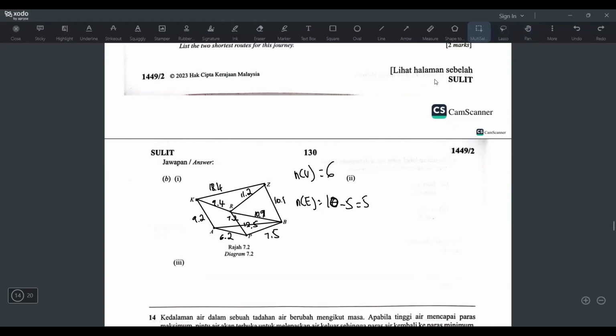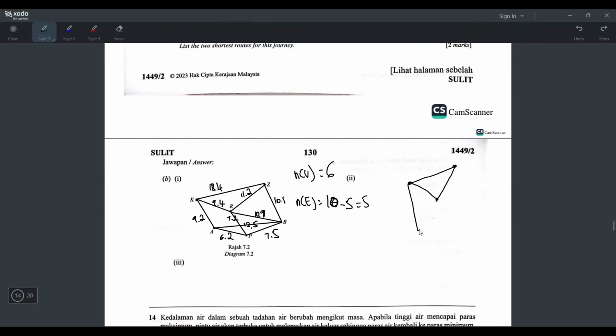Okay lah. I think I'll just draw it one more time. Okay, so dia jadi macam ni, macam ni, macam ni. Just draw everything, just copy and paste lah, same thing. Okay. So like this, like this, like this. Right? Okay, so this is Z B K R A P.